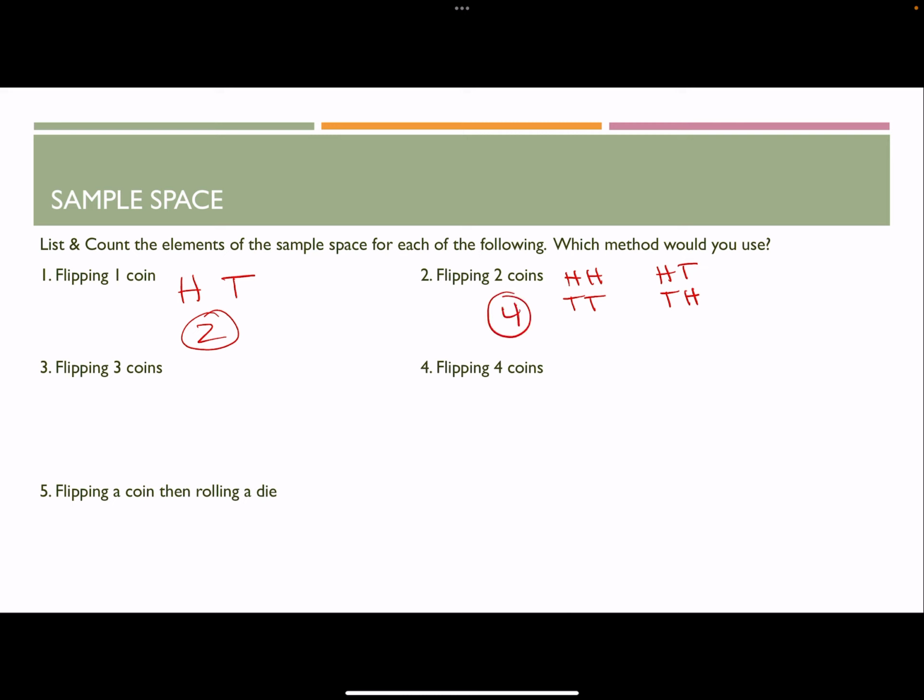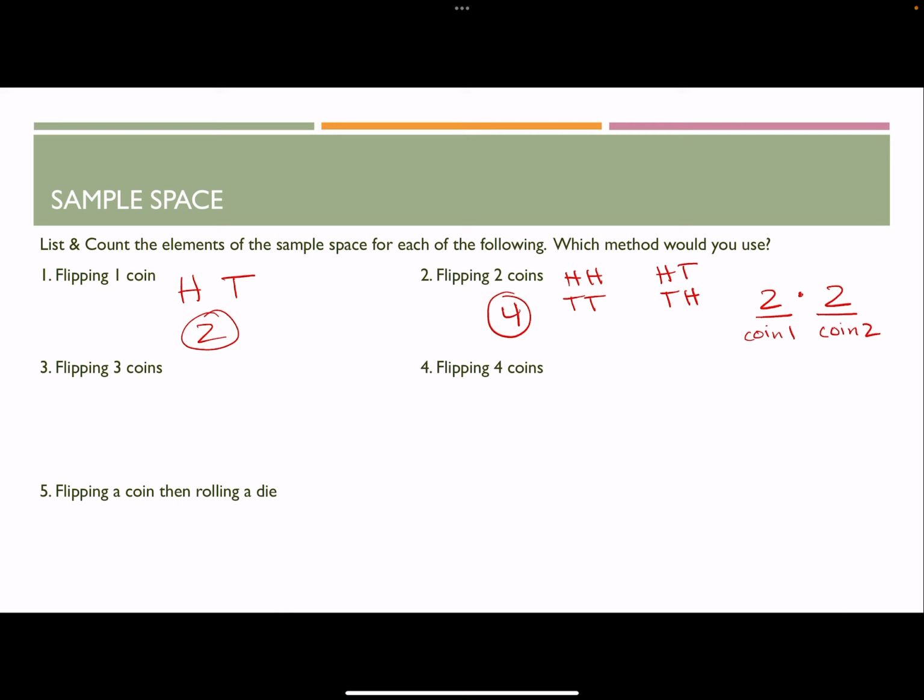But I could use the multiplication principle. Remember, the multiplication principle says, well, how many things are you doing? I'm flipping two coins. So I can think about coin one and then coin two. How many possible outcomes are there on coin one? Two possible outcomes. And then on coin two, there's also two possible outcomes. So 2 times 2 is 4. So that's the multiplication principle.